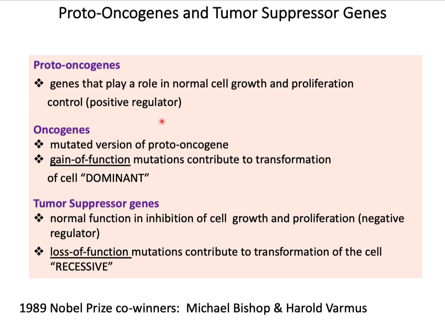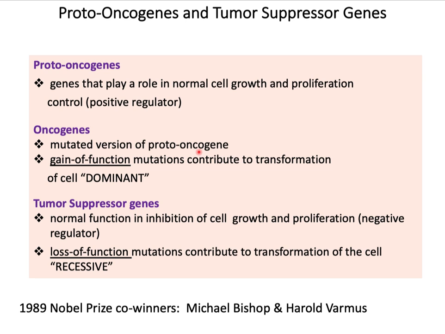Okay, so proto-oncogenes are not mutated, but when they are mutated, now they are called oncogenes. Proto-oncogenes are the unmutated version of the oncogene, and it's the mutated version that we will see in a moment which contributes to the transformed phenotype. So what kind of mutations in proto-oncogenes are we looking at? We are looking at gain of function mutations.